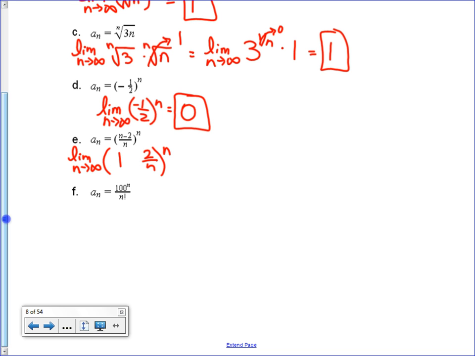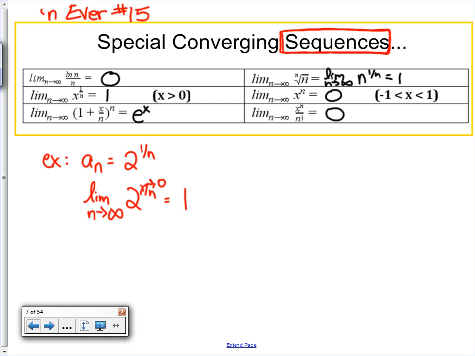n over n minus 2 is 1 minus 2 over n, to the n. It's going to be e, but it's going to be e to the power of... And the negative, it doesn't change anything. Oh, is it negative? Should I put positive? Yeah.